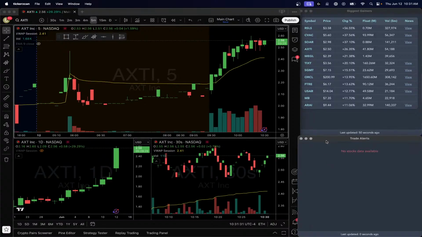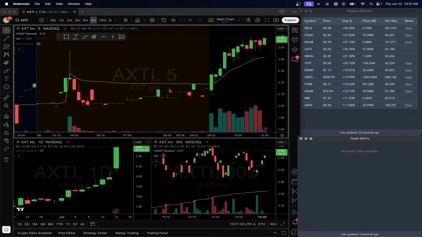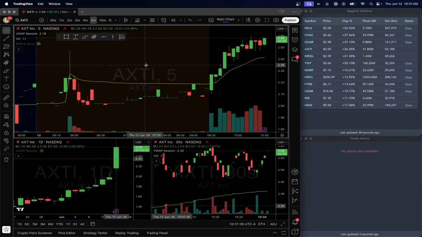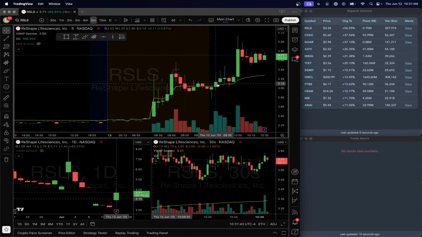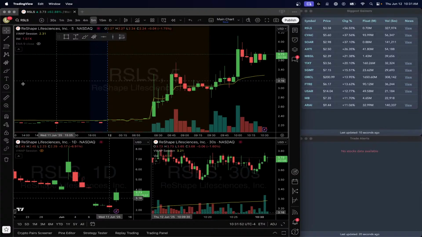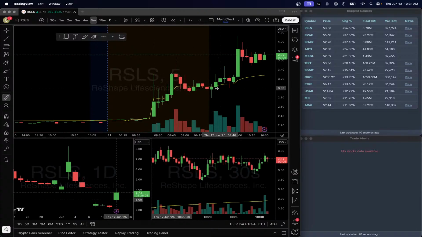And I'm going to have to look back on the video here to see about that. I can't remember which other ones. RSLS showed up, and I did take it a little bit. That's why this really didn't close above the VWAP, but it was really close. You could have gotten in right here. That's at 940. You could have gotten in here.